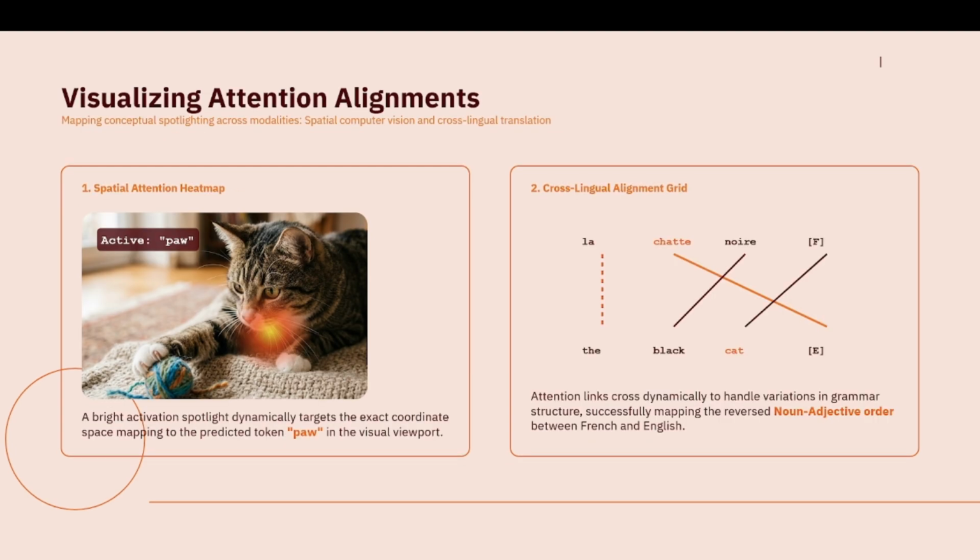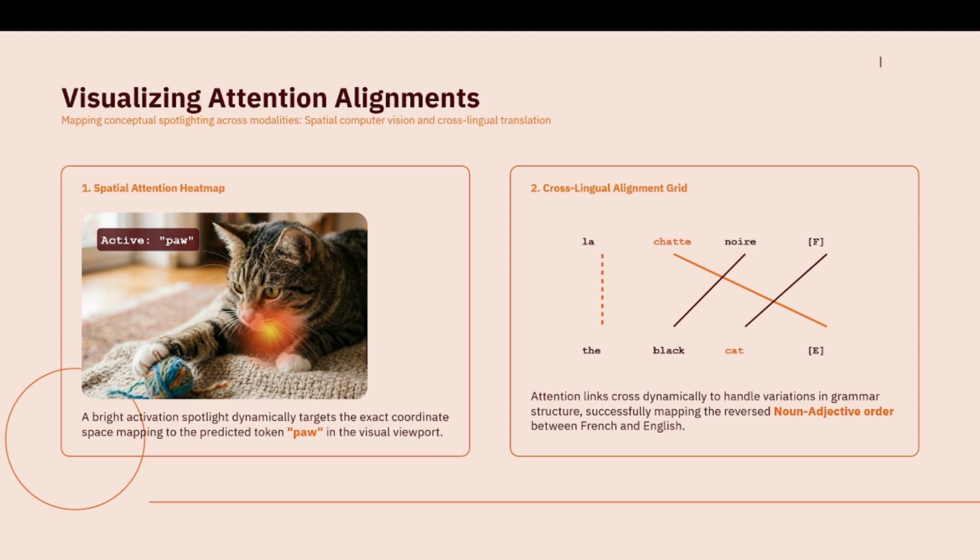You can actually visualize this happening. In image captioning, where a convolutional neural network feeds visual features into an RNN decoder, we can map the attention weights as heat maps over the original photo. When the AI generates the word cat, the attention spotlight illuminates the whole animal. But the second it generates the word paw, the spotlight instantly zooms in on just the paw pixels.